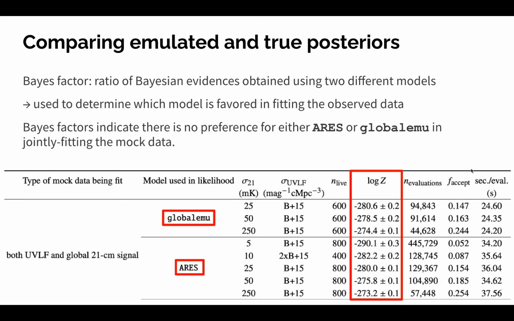So the speedup is more apparent when we're only fitting the global signal. This is showing joint fits, and for the UVLF, that's being modeled by Aries in both cases. So that's most of the time that you're seeing for why global EMU has such a high seconds per evaluation here. It's about 0.01 seconds per evaluation when looking at only the global signal. So the Bayes factors indicate that these are very similar fits to the data using either the full model Aries or the emulator global EMU. But what we see when looking at the posterior distributions is that there are important differences.